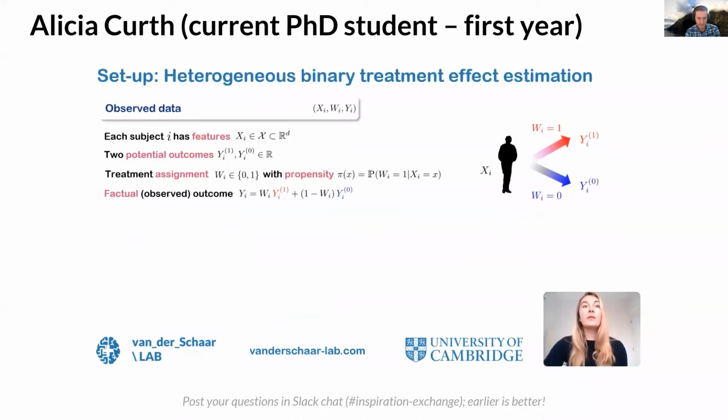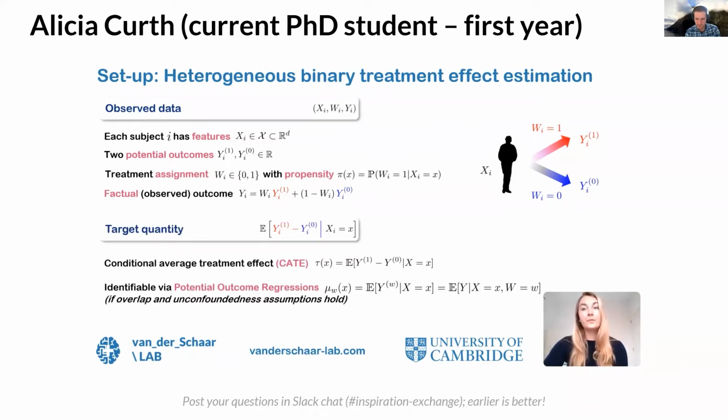We consider estimation within the basic setup of binary treatment effect estimation. We have some observed data in which each subject has features X, two potential outcomes associated with each treatment, a treatment assignment variable, which is assigned according to some propensity score, and a factual outcome, which is observed, which corresponds to the potential outcome associated with the treatment that the individual received. Our target quantity is the conditional average treatment effect, which is the expected value of the difference between the two potential outcomes, of which, of course, only one is observed.